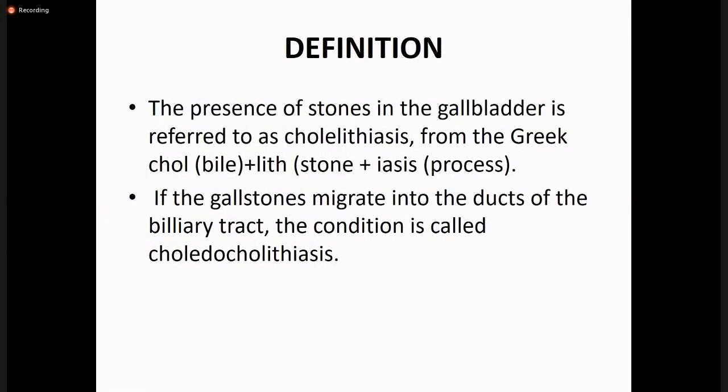The definition, gallstones. The presence of gallstones in the gallbladder is referred to as cholelithiasis. It is derived from the Greek word chole meaning bile, lith meaning stone, and asis meaning the process. If the gallstones migrate into the ducts of the biliary tract, the condition is known as choledocholithiasis. This is cholelithiasis, and this is choledocholithiasis, that is stone in the biliary channels.